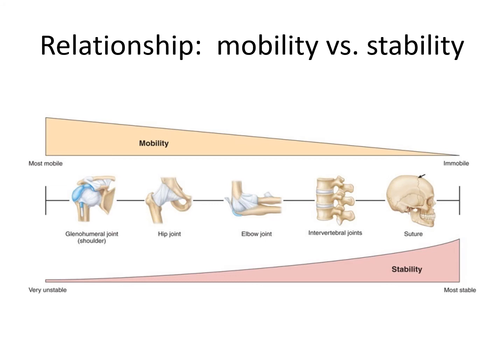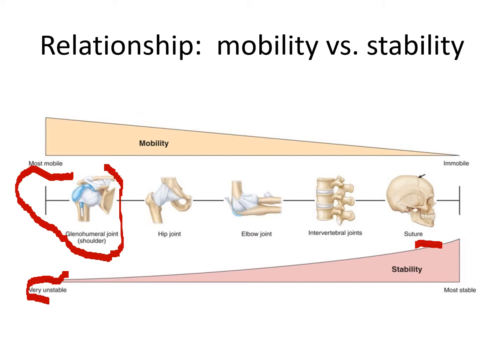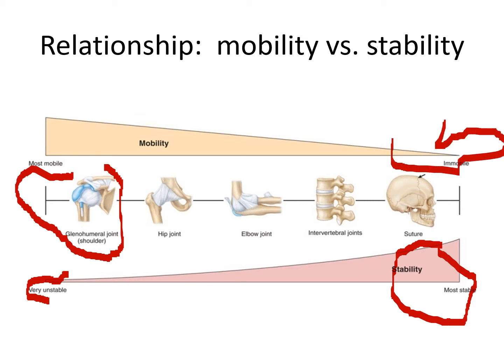I mentioned a while back, there is an inverse relationship between mobility and stability. So what that means is this. Let's look at this image that we have here. The shoulder joint, called the glenohumeral joint, is very, very mobile, but it's very unstable, whereas the sutures in the skull are very stable, but not mobile. So there's an inverse relationship between stability and mobility. And so there's a trade-off.